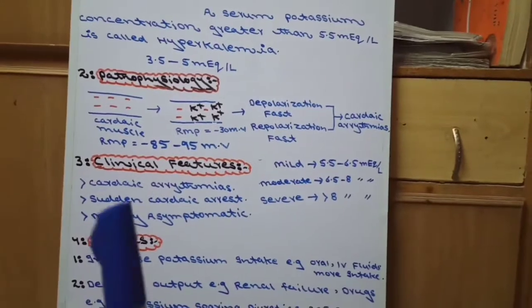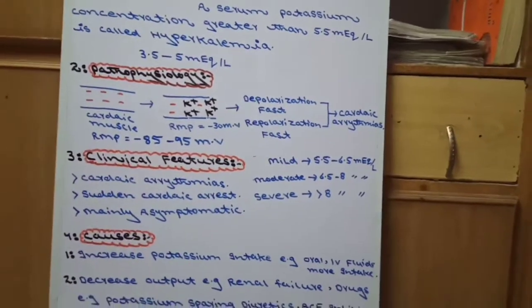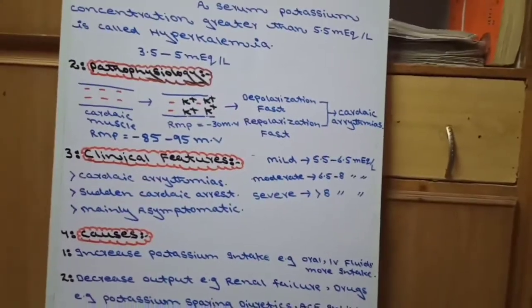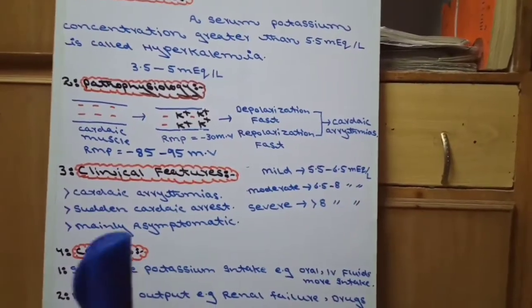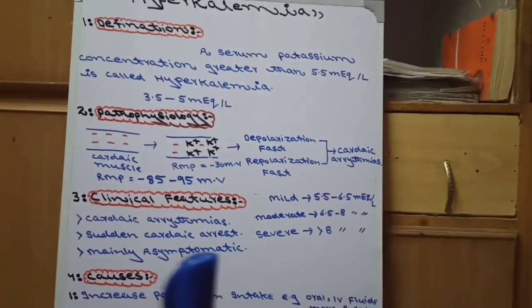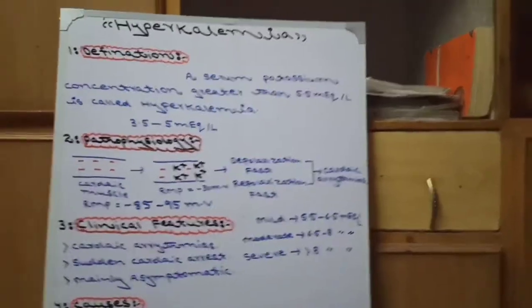These are the two symptoms. Number 1, cardiac arrhythmias, and number 2, sudden cardiac arrest. But in many cases, hyperkalemia is mainly asymptomatic. This is the clinical feature of hyperkalemia.